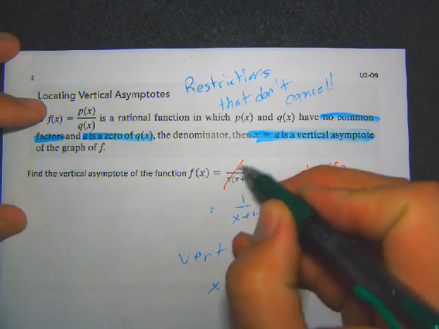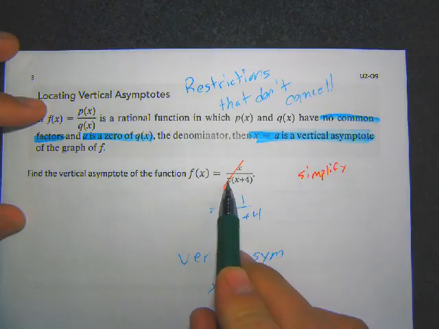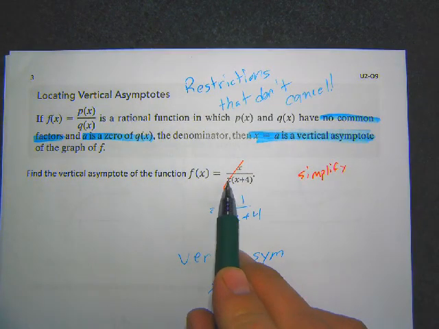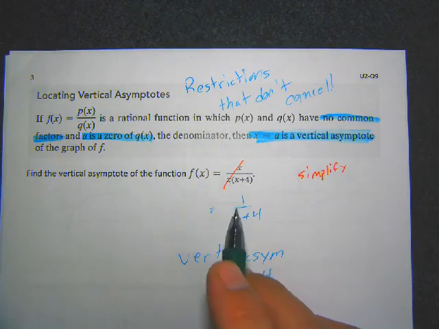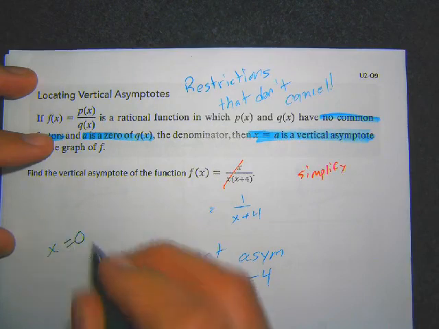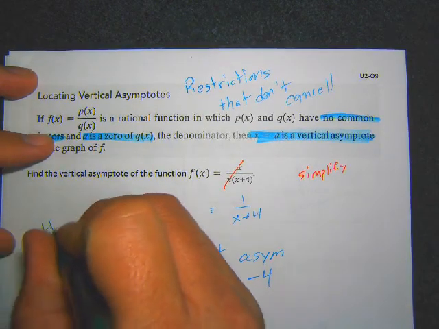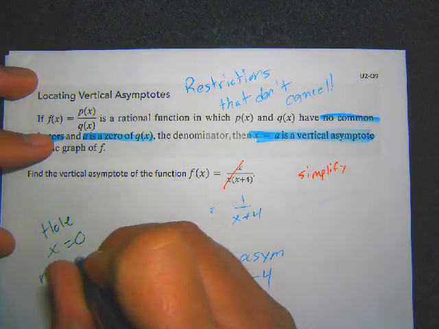Note that this x that canceled was also a restriction, right? There's an x on the bottom. So if you put 0 in there, that would make the bottom equal 0, because 0 times anything would be 0. So that x equals 0, that is actually a hole, not a vertical asymptote.